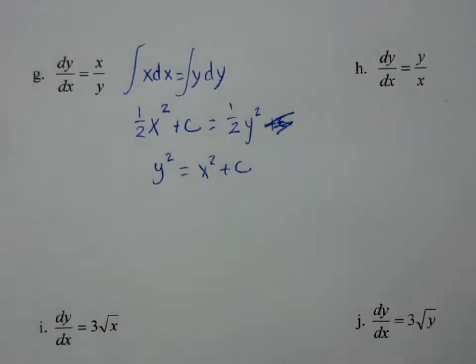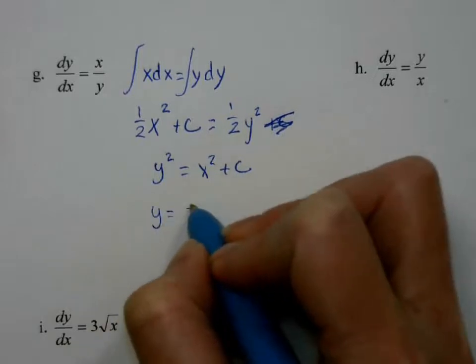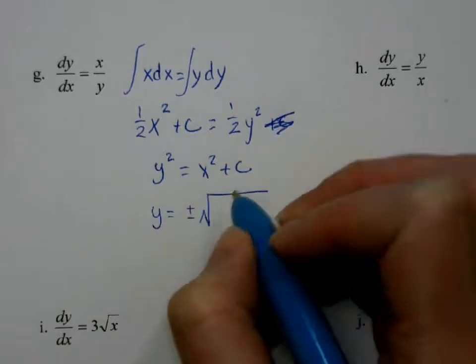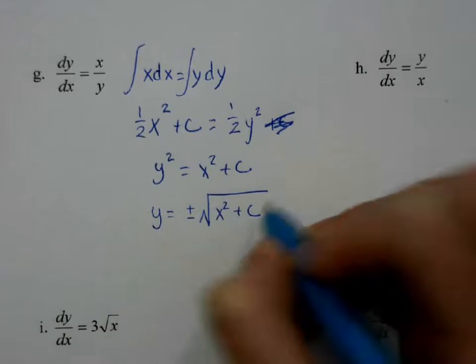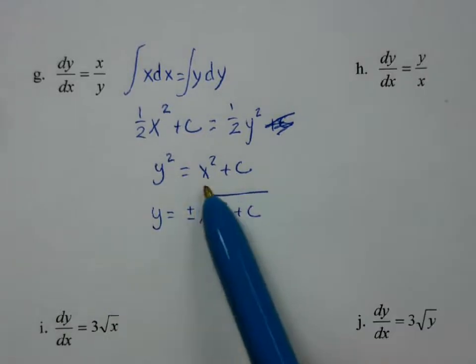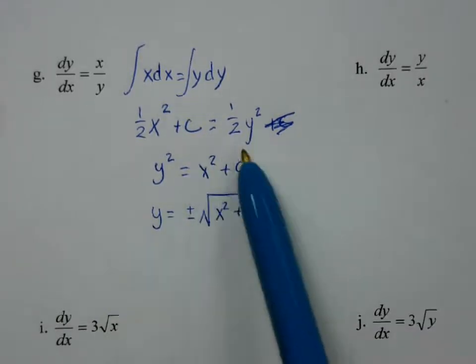And then square root. So this is going to be plus or minus the square root of x squared plus c. Or you could write it with the conic section, which would be x squared minus y squared equals c.